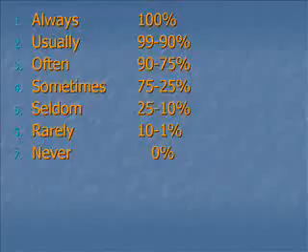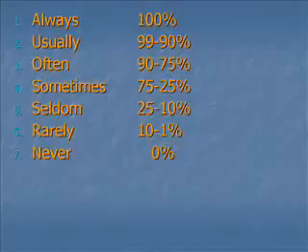Usually it is 99 to 90%, often 90 to 75%, sometimes 75 to 25%, seldom 25 to 10%, rarely 10 to 1%, and never 0%. This percentage shows how many times you do an action. It does not mean that if you say 100%, you do it 100 times. It means that you always do that thing, you never miss it, right?